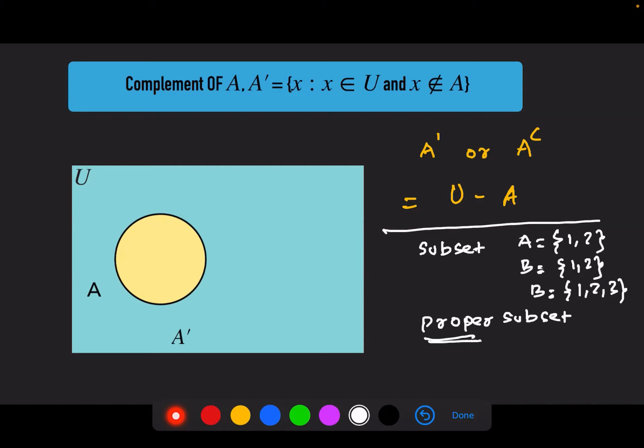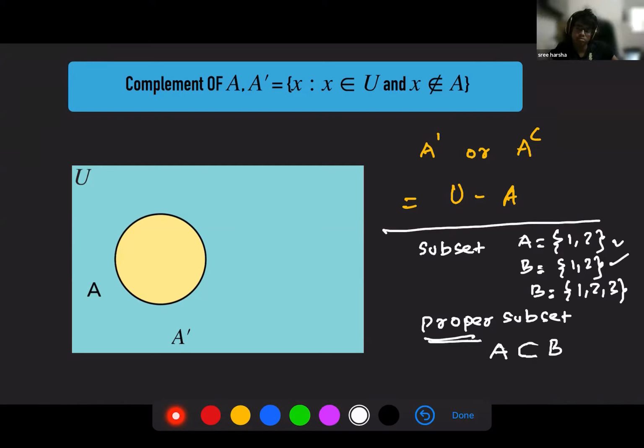I think we did not really look carefully at the symbol usage here. If you have a proper subset, you generally write A, that sleeping U, and then B. But if you just have a subset, there is a possibility that both sets are equal, like in this case. So in that case, you should write a line below the sleeping U. This is the symbol for just subset. And this is the symbol for proper subset.